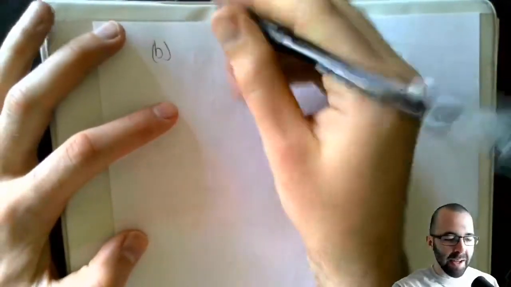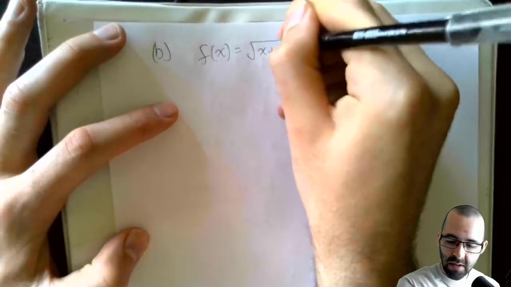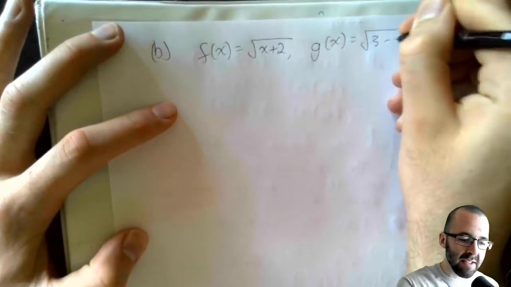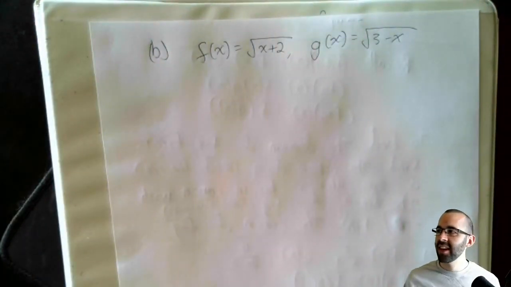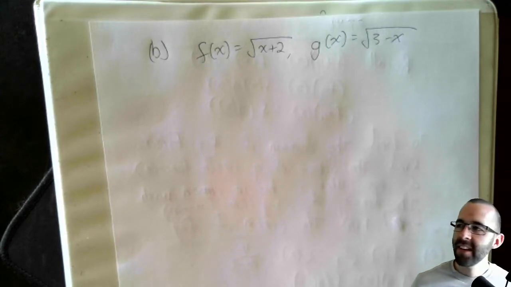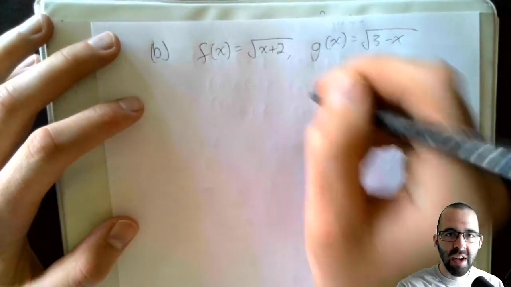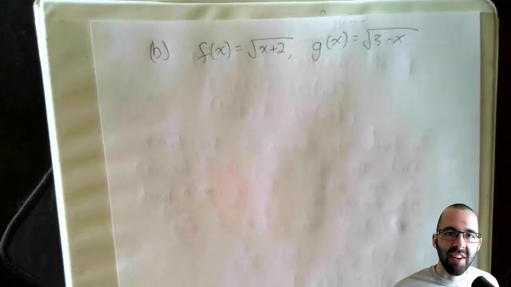All right, so we got part B. Do the same thing for f of x equals the square root of x plus 2, and g of x equals the square root of 3 minus x. So we need to find the domain of the inside function and the domain of the final function and intersect them together.